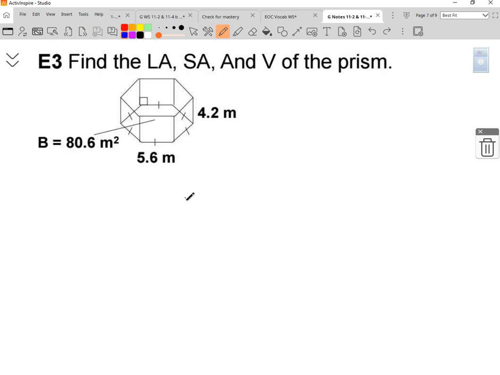This says find the lateral area, surface area, and volume of the prism. So, it tells you that big B is 80.6. It tells you the area of this base. What shape is this prism? Hexagonal prism. Yep, that's right. The bases are hexagons. So it's a hexagonal prism. And we would have to find the area of that hexagon, except they give it to us. So it takes a lot of the work from us.